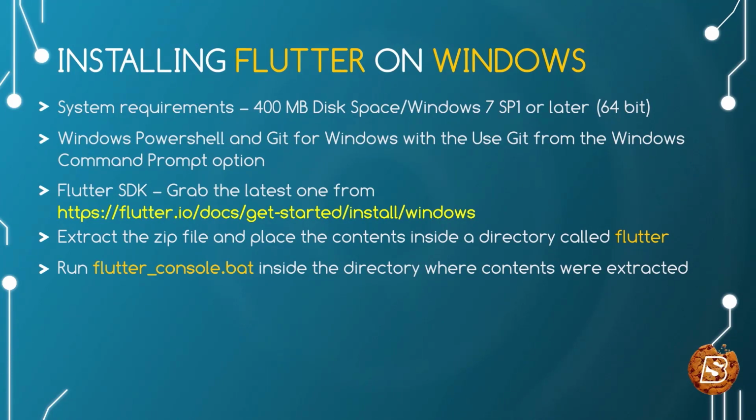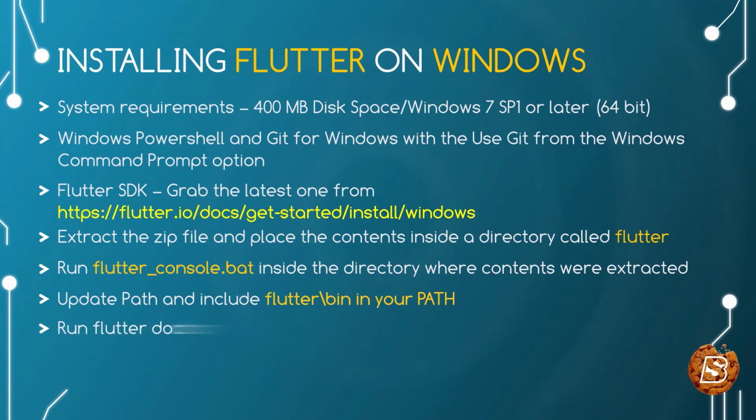Once done, you'll be able to run Flutter from your command prompt. You can also go ahead and update the path variable of your Windows path, and there you need to include flutter/bin in your path, so that way you can execute Flutter from anywhere. So from any given directory you can execute the command flutter. After that you need to ensure that you have all the things properly set up, and to do that you'll be running flutter doctor.